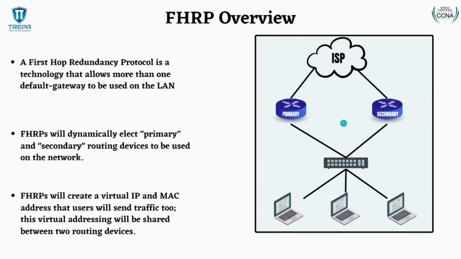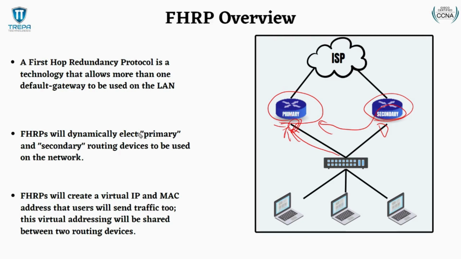Okay, so FHRP overview. A first hop redundancy protocol is a technology that allows more than one default gateway to be used on the LAN, meaning that we could have 2 routers or routing devices. These could be distro switches, and both can function as a default gateway, with one being the active one actually forwarding traffic on the wire, and one put into a backup or secondary state, which will take over if there's any failure at the default gateway's link right here.